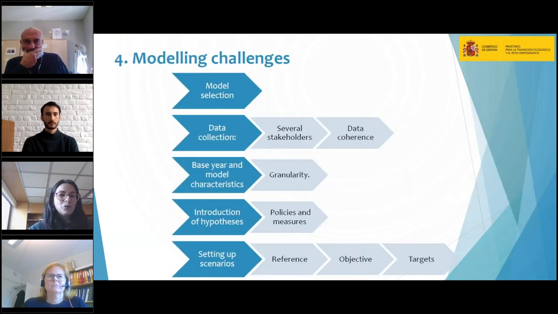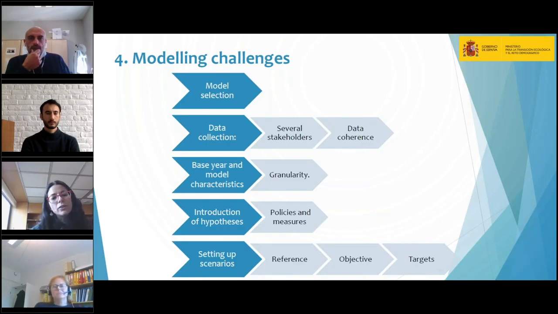And I would like to finish by summarizing our main modeling challenges. First of all, the model selection, and also collecting all the data from these several stakeholders and giving this data coherence. I would like to take advantage of this occasion to say that we also used this exercise to improve our energy statistics and all the statistics in Spain. Another challenge is to define the granularity of the model, the base year and all the model characteristics.